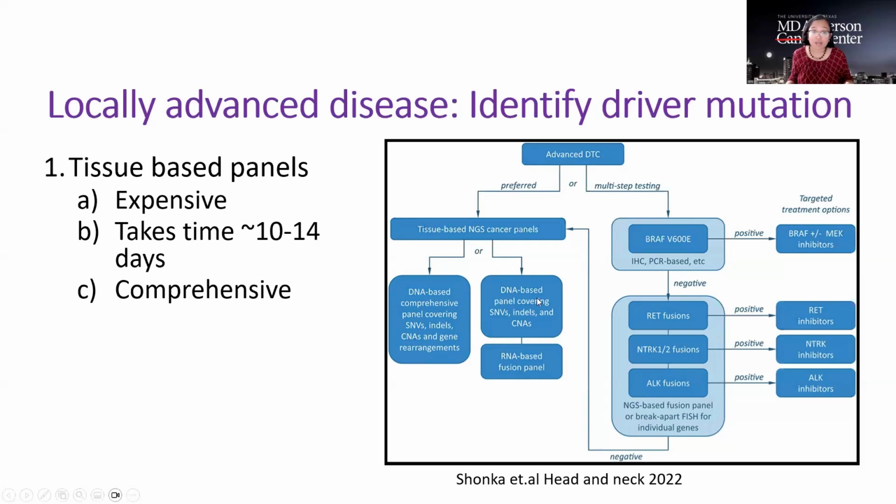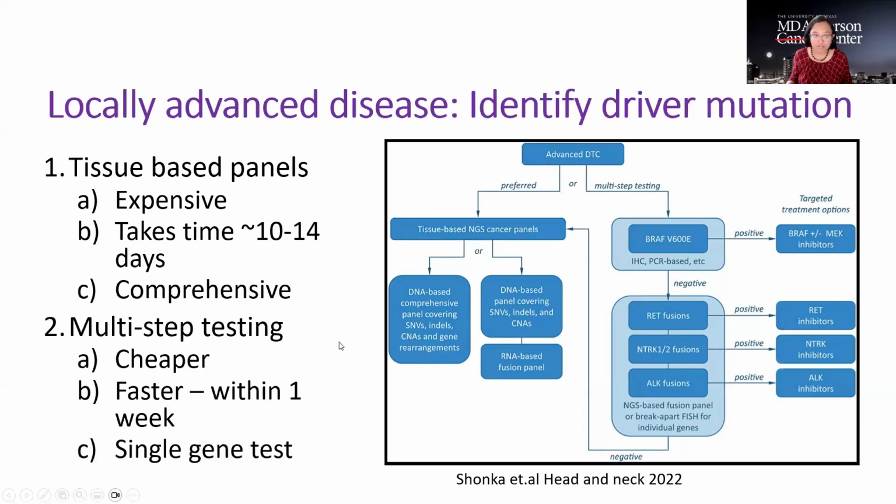So the tissue-based panels that they're talking about here, they are very expensive though. So sure, they give us a lot of information, but they're expensive. And because it's more exhaustive or comprehensive, it can take time. It takes 10 to 14 days for the results to come back. So if you want an answer quickly, you may not get a very satisfactory answer fast enough.